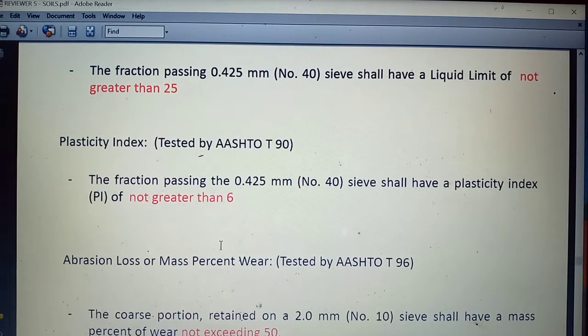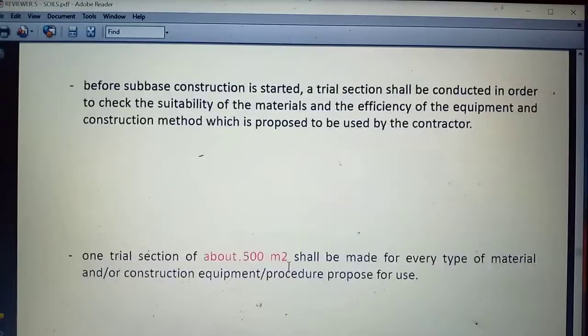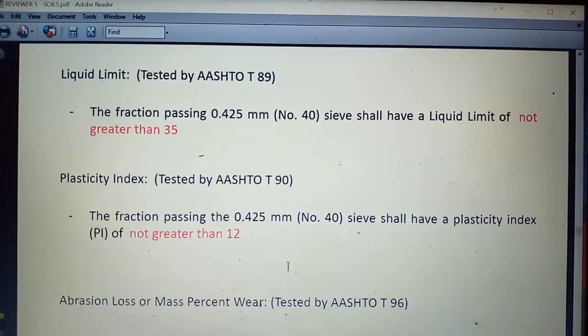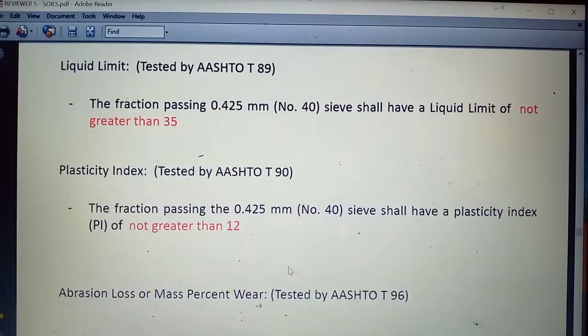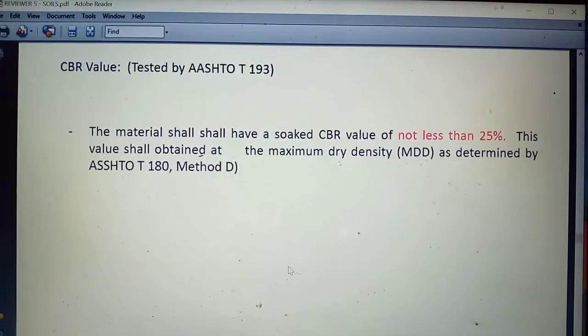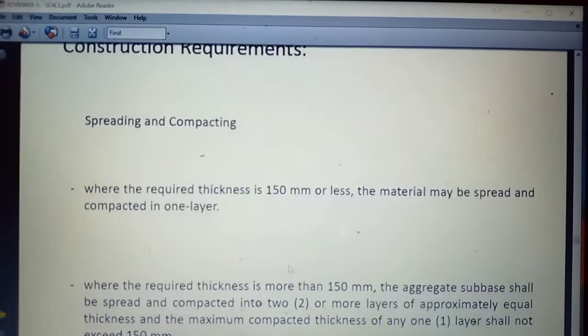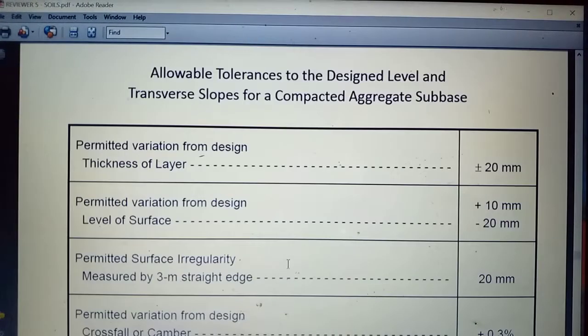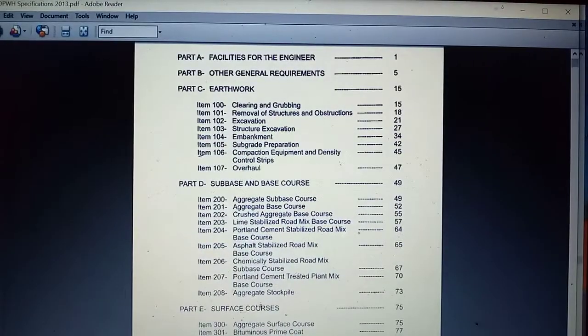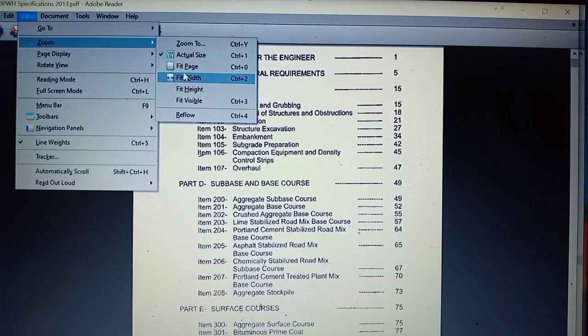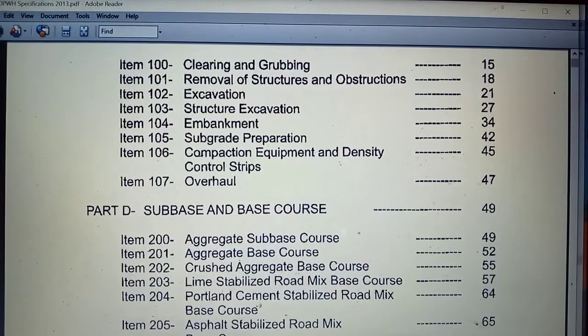Okay? So, actually, we have already reached the base course. Okay? So, let's go back to the base course, okay? It's for the base pa pala. So, this is the 35 and 12. Okay? CBR value. So, let me correct myself: this 25 and 6 falls under Item 200. Item 1. This is our Item 201, the aggregate base course.